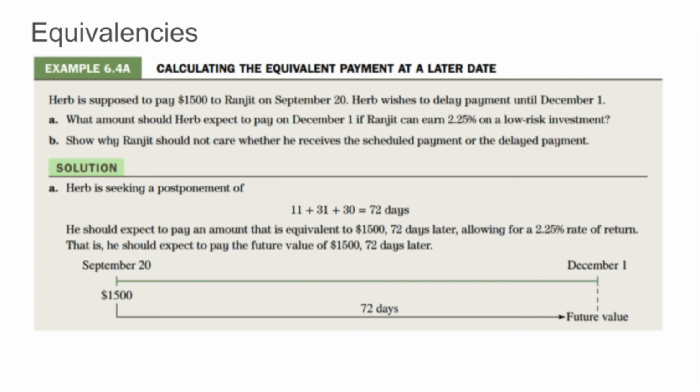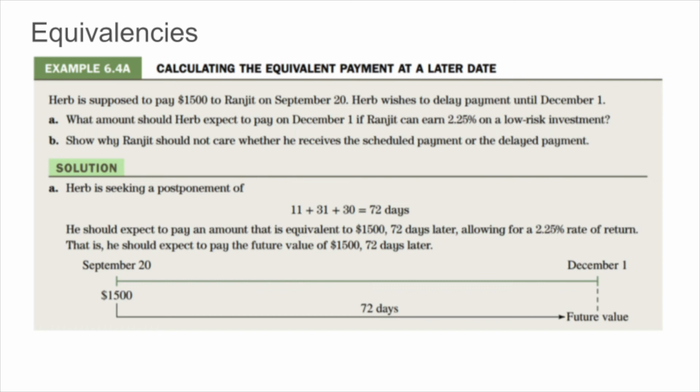So we have Herb, who's supposed to pay $1,500 to Rajat on September 20th. Herb wishes to delay payment until December 1st. So what amount should Herb expect to pay on December 1st? Rajat can earn 2.25% in a low-risk investment, and so Rajat should not care whether he receives it at the original date or the new date. Really, that's what we're looking for.